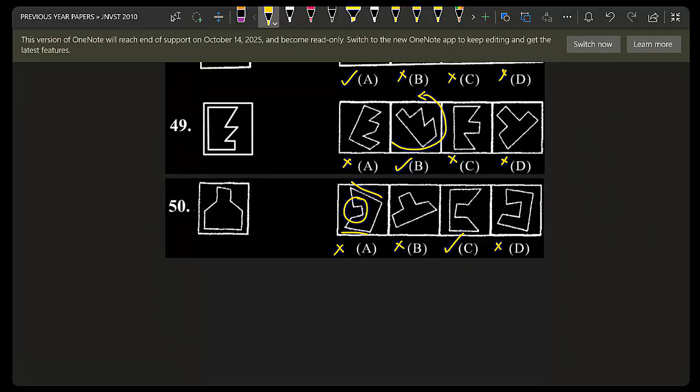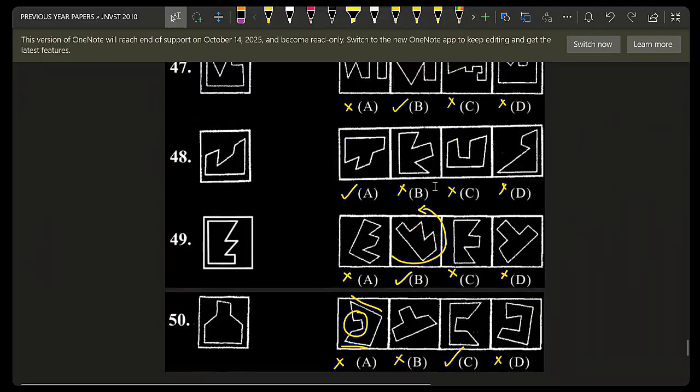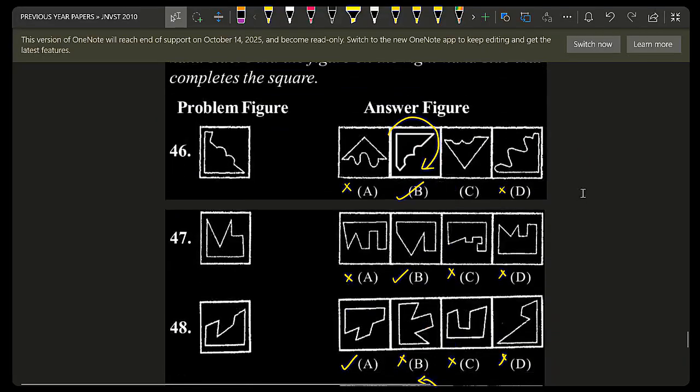Aditi: Sir, 46, one in the directions they didn't rotate, sir. Option B, you have to rotate and attach. Then, sir, I have one more doubt. Yes, tell me. Sir, 47. Tell me. You said 47 option B, right?